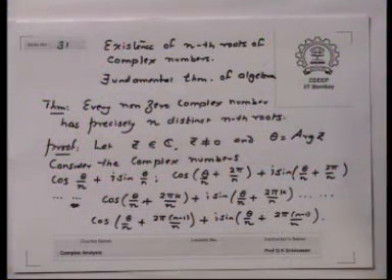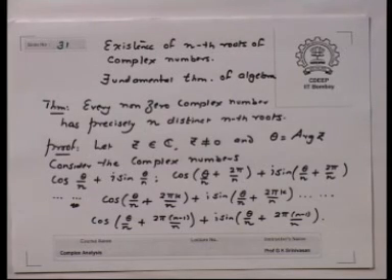The next thing under this chapter is the existence of nth roots of a complex number. Existence of nth roots of complex numbers is the next item, and the fundamental theorem of algebra. So the theorem is: every non-zero complex number has precisely n distinct nth roots.